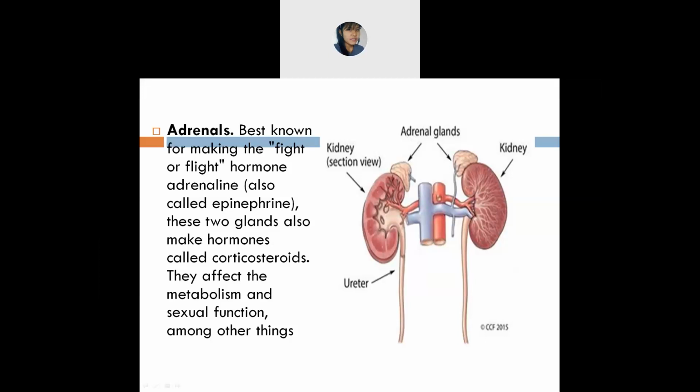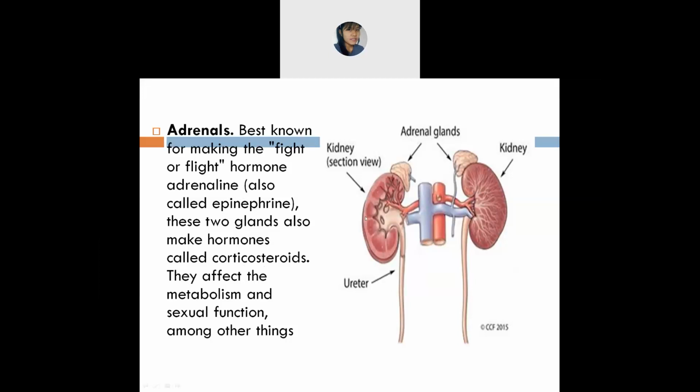These adrenal glands are responsible for fight or flight, which means they will fight back. They release a hormone known as adrenaline, also called epinephrine. And these two glands, the adrenal glands, also make hormones known as corticosteroids. Corticosteroids is the name of the hormone released by these two glands.